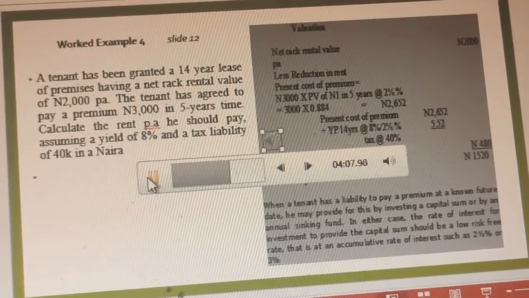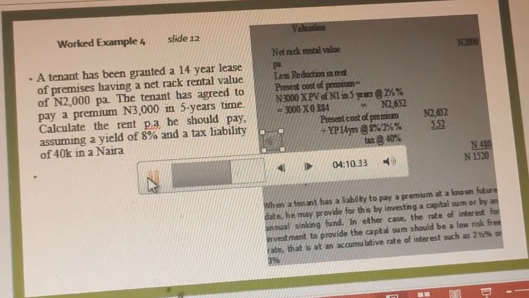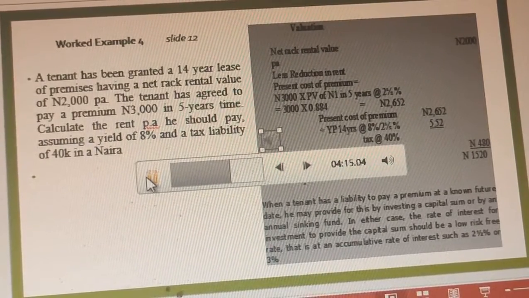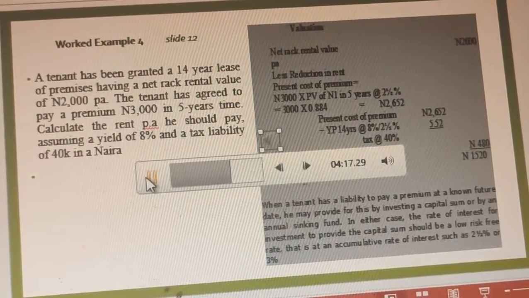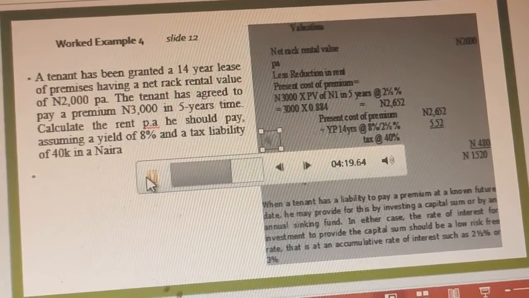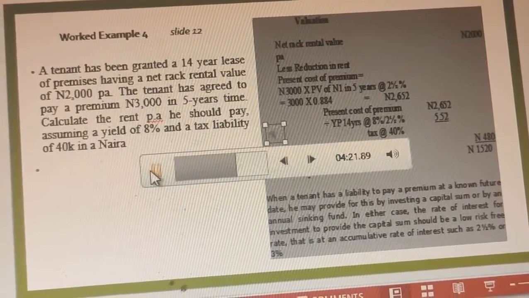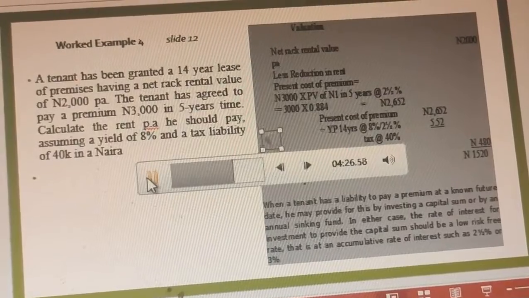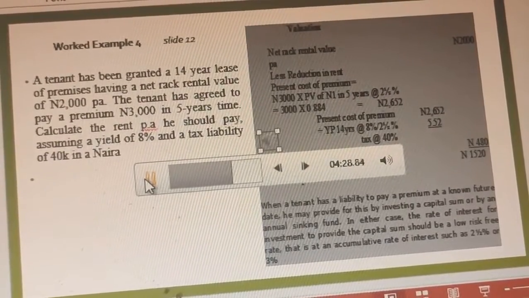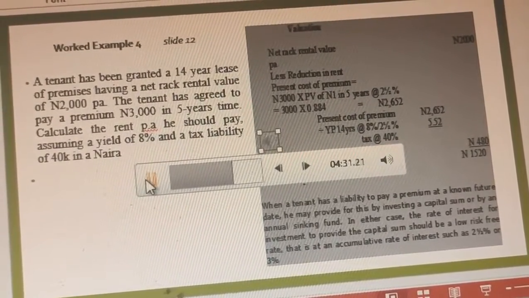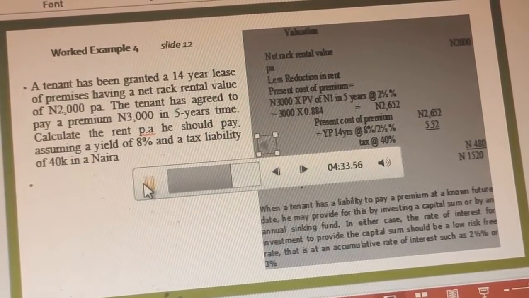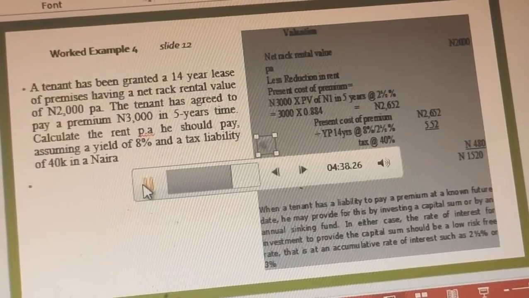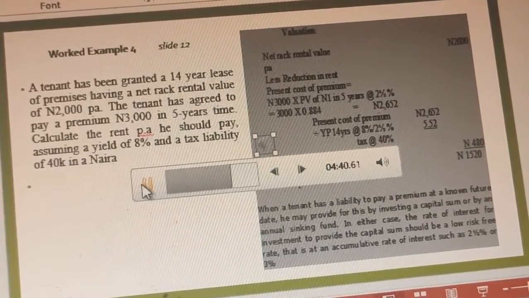Likewise, it is possible to divide the payment of premium into more divisions, say in 5 years' time, and in 10 years' time he will also pay. So you have to calculate individually, add together and deduct from the net rack rental value to find the rent that he should pay now, today. So please note that is what I want to mention. It's a deviation from what we have been doing, and it makes it somewhat more advanced.